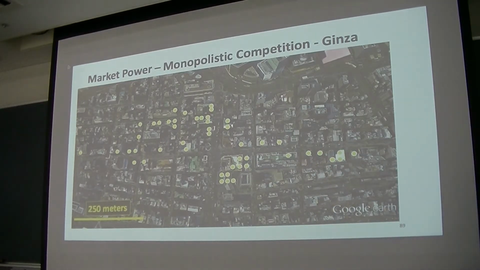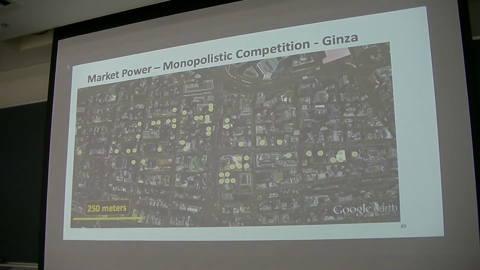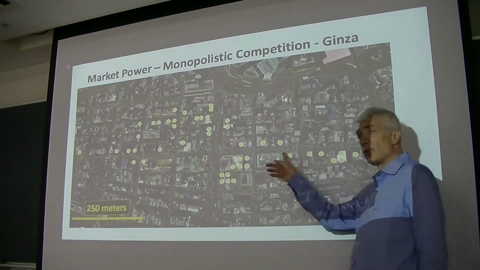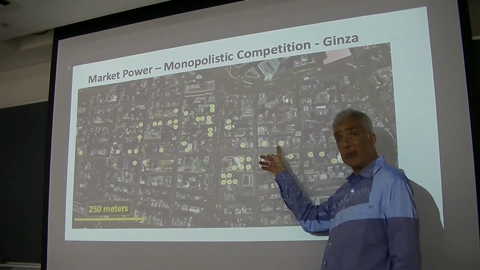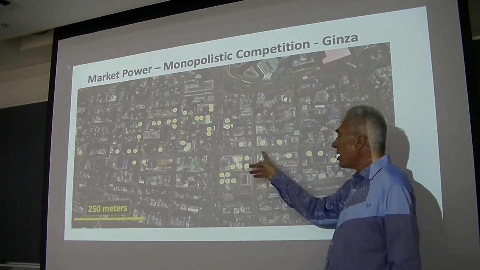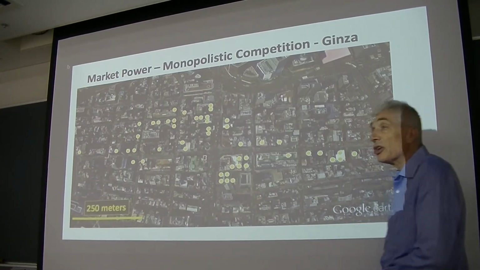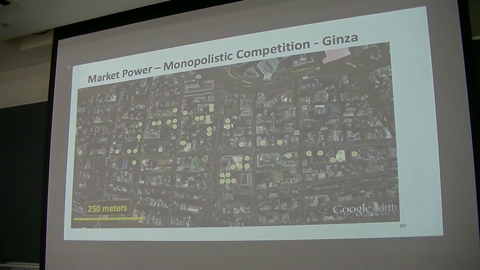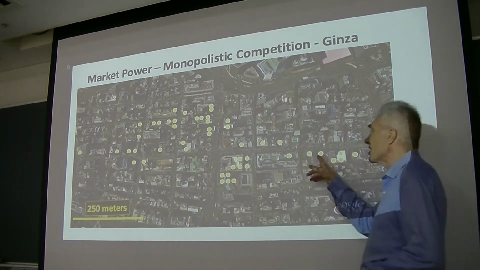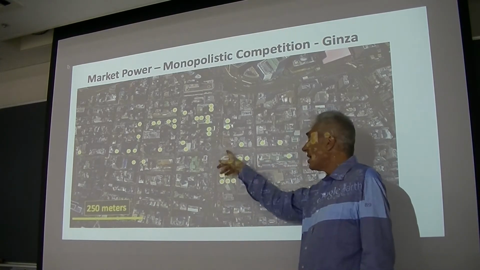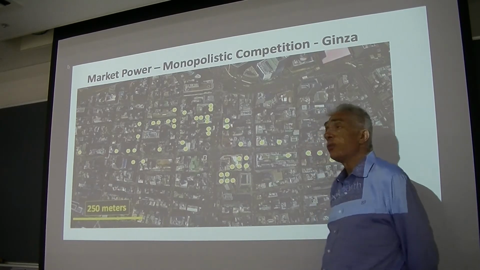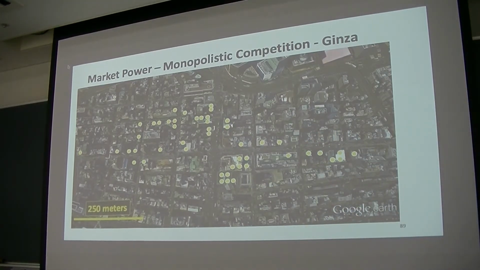This is monopolistic competition. This is truly an example of monopolistic competition. You walk around, and why? They're selling similar products, similar, but a little bit different. Each store is selling something a little bit different, and you're going to walk around to see which one you really want. And it's all on display.